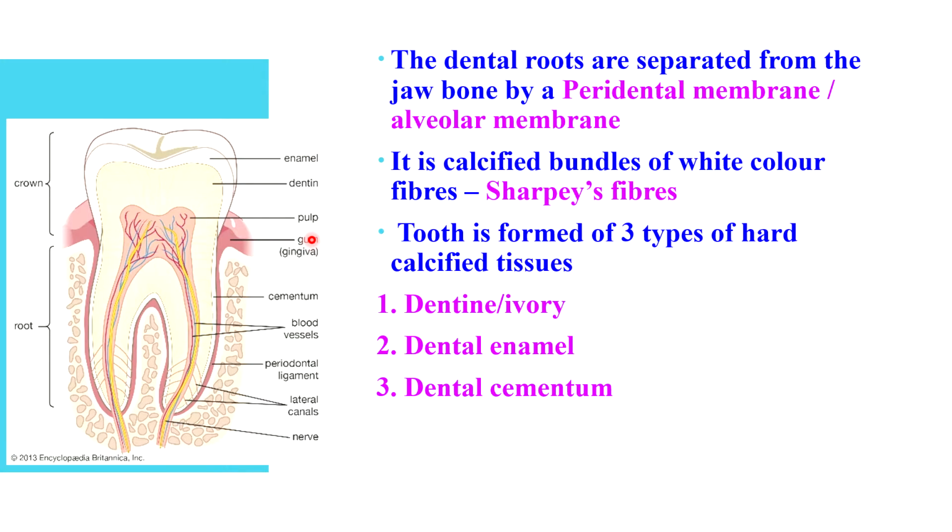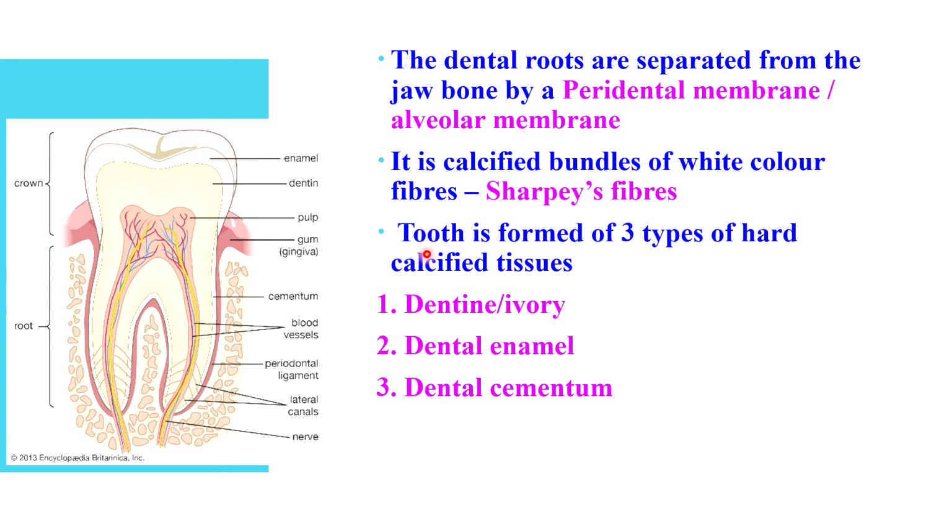And the dental root is separated from the jawbone. This is the jawbone and this is the gum, and the dental root is separated from the jawbone with a peridental membrane or alveolar membrane, the peridental ligament, that separates the root from the bone. This peridental membrane is a calcified bundle of white colored fibers called Sharpey's fibers.